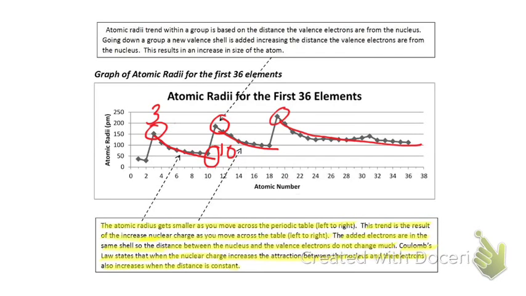All right? So what about within a group? What kind of periodic trend do we see occur as we move down a group? Okay, so let's take a look at our graph again. So within a group, let's take, for instance, let's look at group 1.